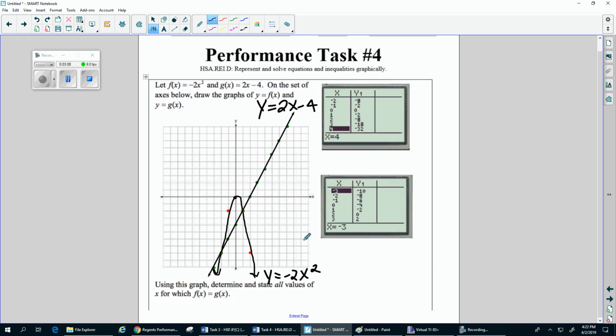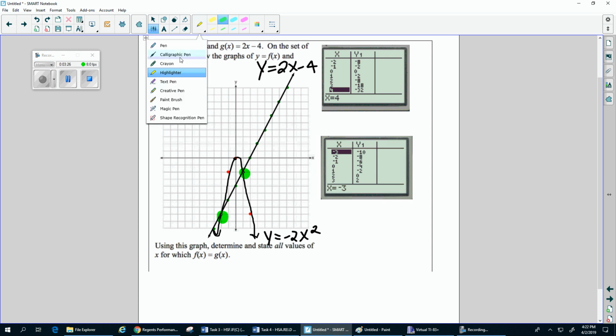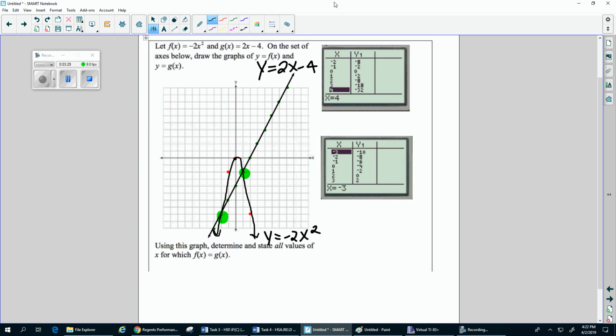So the question is asking us, using this graph, determine and state all values of x for which f of x is equal to g of x. When they are equal is when they are the same, it's where they intersect. So we're looking for our intersection points. There's one here, and the other one is there. Let's first identify those coordinates. This one that's higher up is going to be at positive 1 and negative 2. And the one that's all the way down here is going to be negative 2 and 8.